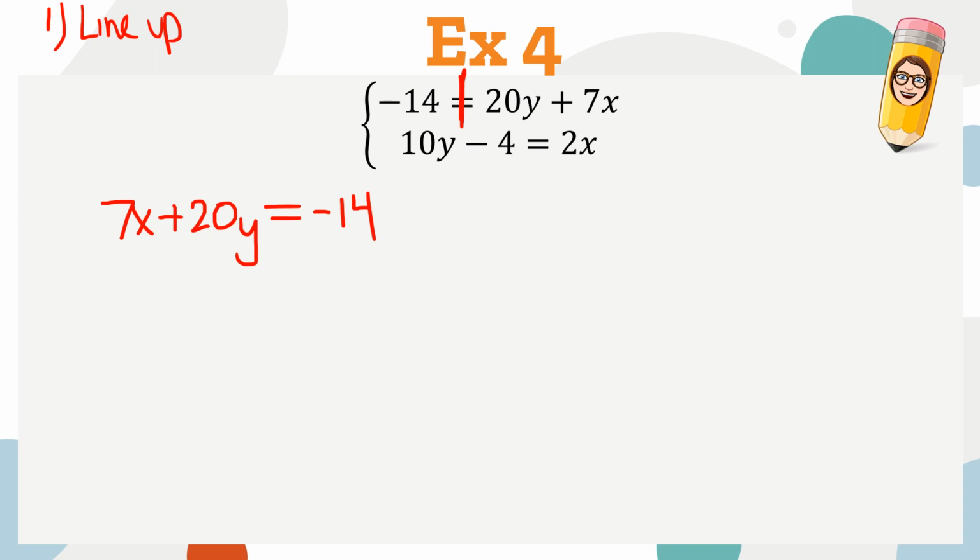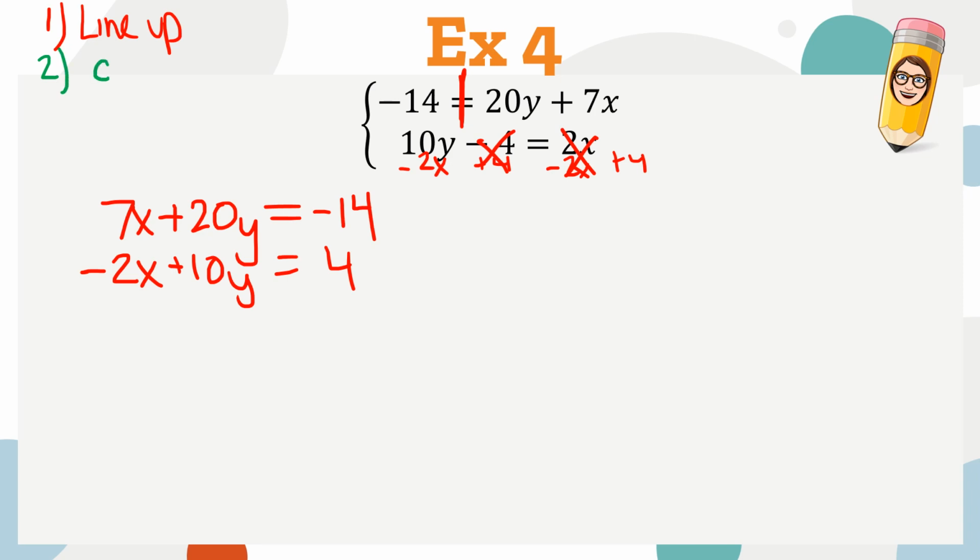But on that second equation, I have some work to do, right? I need to add 4 over, and I need to minus 2x over. See what I did there? So that would get me a negative 2x, the 10 didn't move, and a positive 4. So you're going to have to just add and subtract things left to right. So step 1, we're good. Step 2, you want to eliminate a variable.